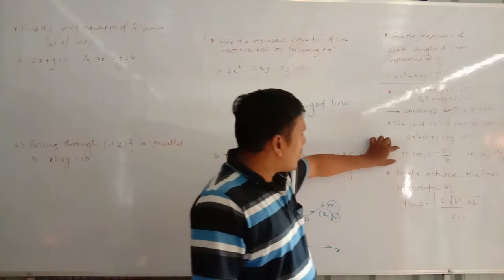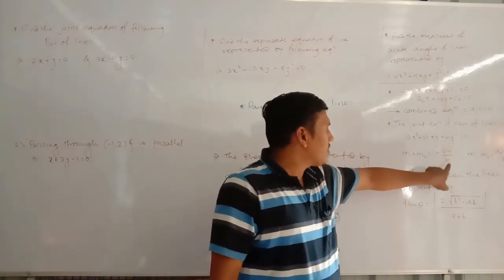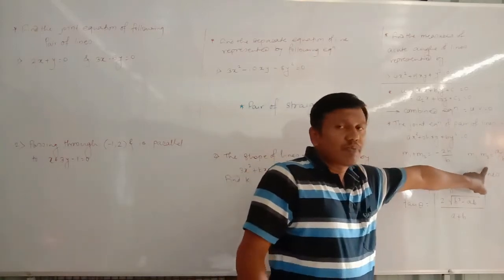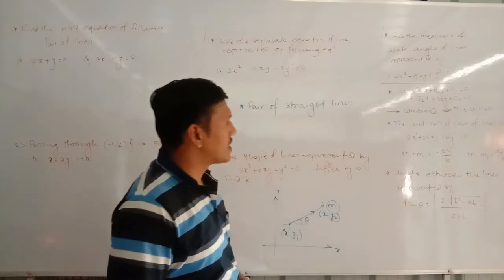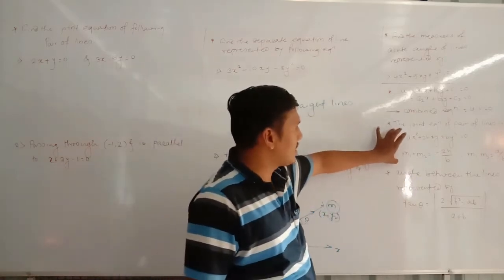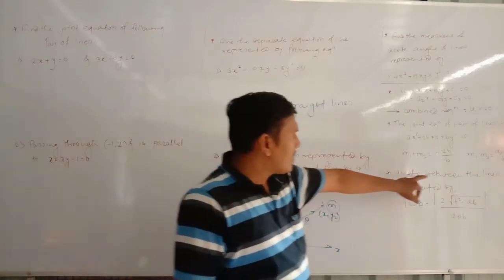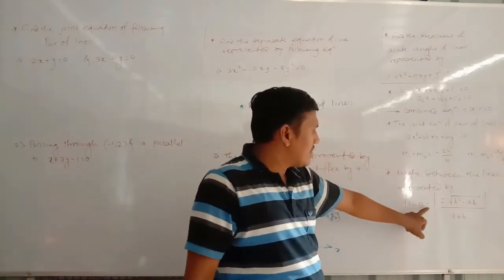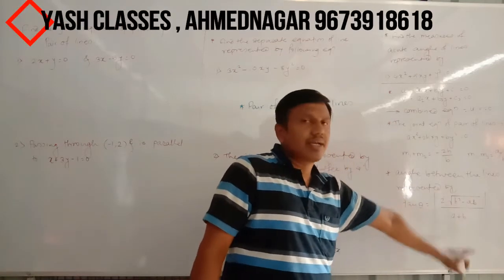Here the sum of the slopes of the two lines is minus 2h by b, and m1 m2, the product of the two slopes of the lines, is a by b. These are the two important parts that we have to keep in mind for the joint equation of a pair of lines. Then the angle between the two lines is given by tan theta, which is equal to 2 into square root of h square minus ab divided by a plus b.